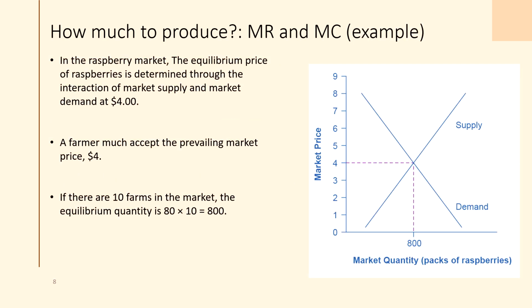Let's apply this idea. The market price of raspberry is $4. Since the firm is a price taker, it must accept this price. This means marginal revenue is equal to $4 for every unit sold. The firm's decision is to find the quantity where marginal cost equals 4.